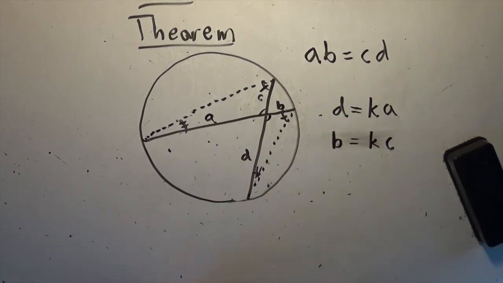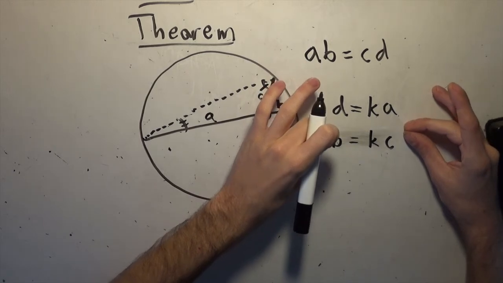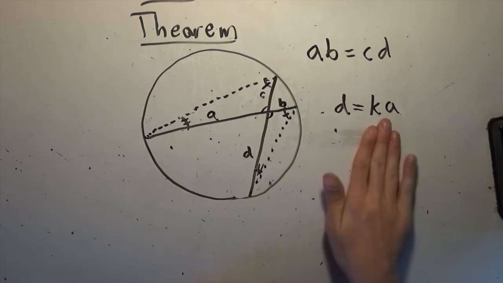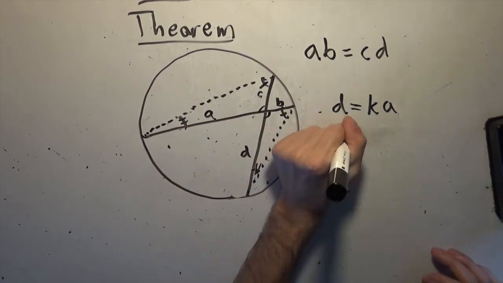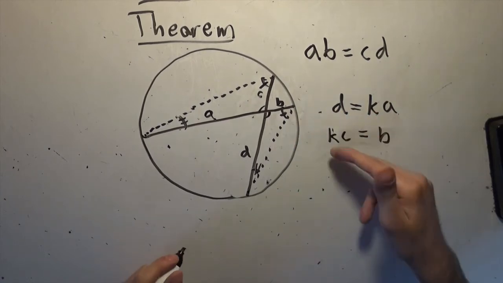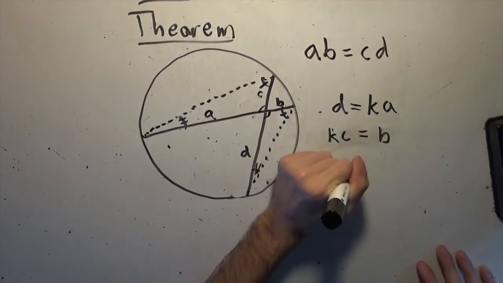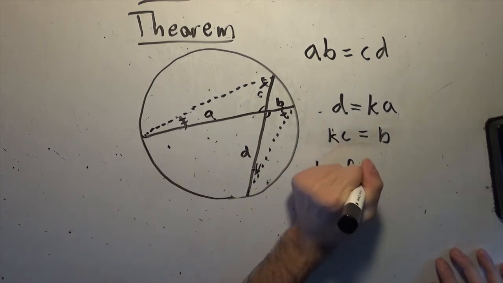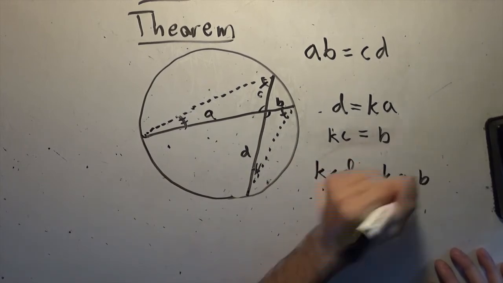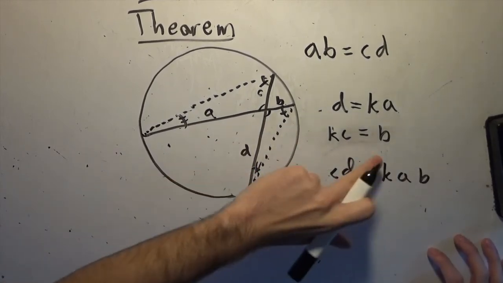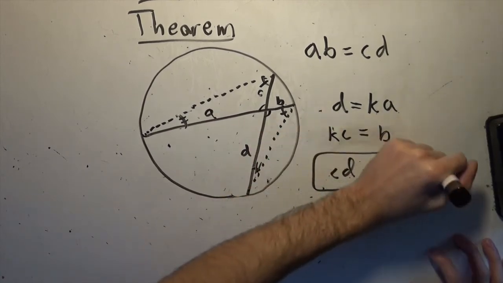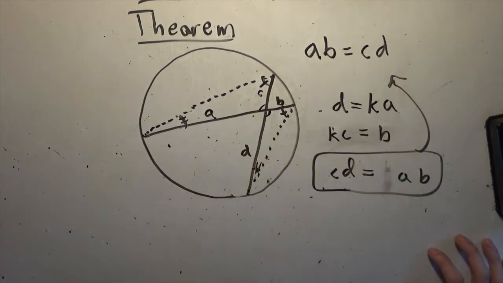And now all we have to do is multiply these two things together, right? I'm going to write them in the opposite order. I'm going to write KC equals B, because now when we multiply the left sides, we get K times C times D, and when we multiply the right sides, we get K times A times B. And that constant K is irrelevant, and we're left with the fact that I claimed.